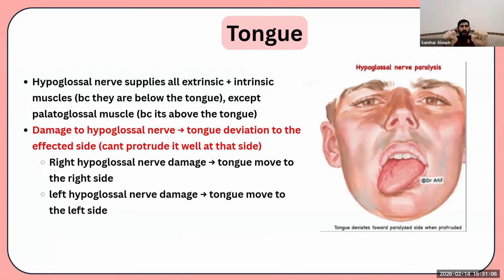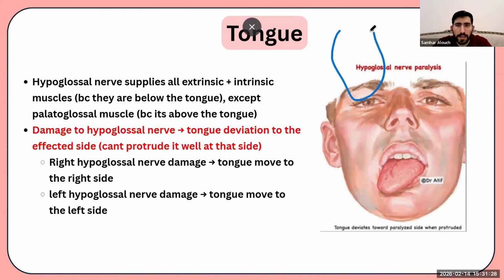So imagine here we have the right side, the left side and the right side. We push the tongue from both sides, okay? Now imagine that the hypoglossal nerve that's on the right is damaged. When we push the tongue, we will push it like this, okay? Like this, left side is going all out, but the right side is not going. So the tongue will deviate to the side of the damage.